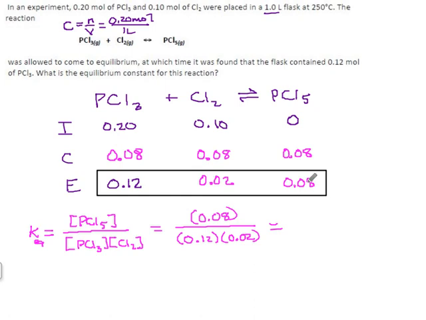I get 33.3. How many sig digs are we looking at here? 2, 2. Yeah, everything's 2, so 33, I guess. We don't have enough precision to give us any decimal places, so K is about 33.